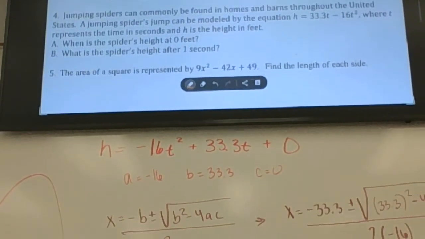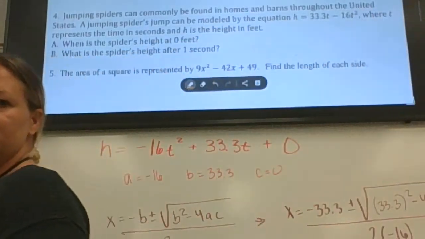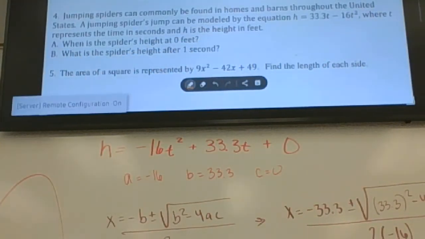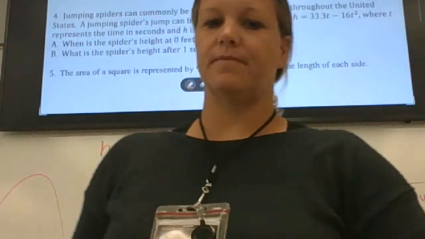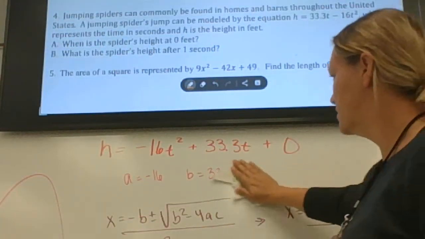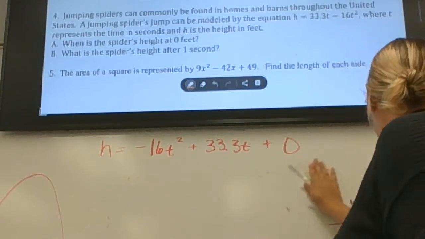Alright guys, number 2. Oh no, that was just letter A. We did one problem so far. So letter A is that the spider was at 0 feet at 0 seconds and at 2.08 seconds. Letter B, what is the spider's height after 1 second? Why does the equal sign look like that? Because it's an approximate.